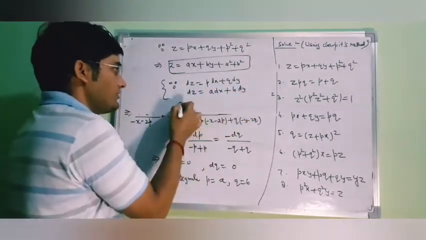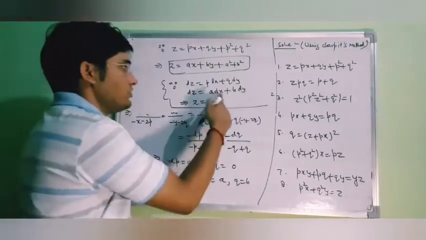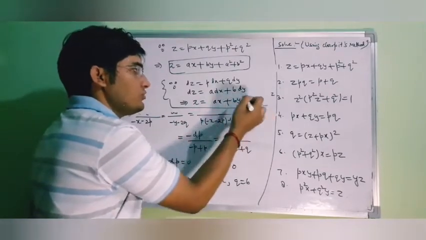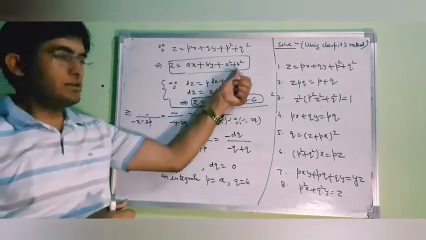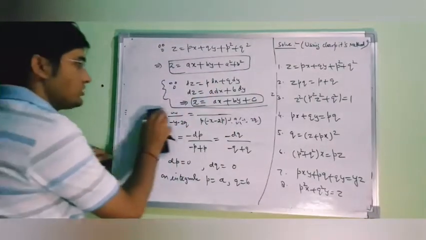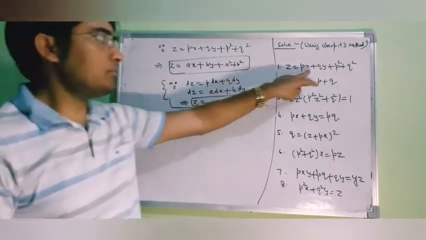Now on integration, the integration of dz will be z. Now this will be your ax plus by, and we get plus some constant of integration, so we will get c. And here you can see that in place of c, we are getting a square plus b square. So both solutions are equivalent. So this is your solution of the problem number 1.